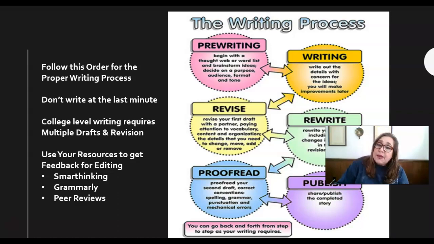You want to proofread your papers, and you can use Grammarly for that. You can send things through Smart Thinking or, like I said, the peer review process. And then finally it says publish or share. Really, you're sharing it with me at the end, and then I grade it. You're going to turn it into Blackboard.